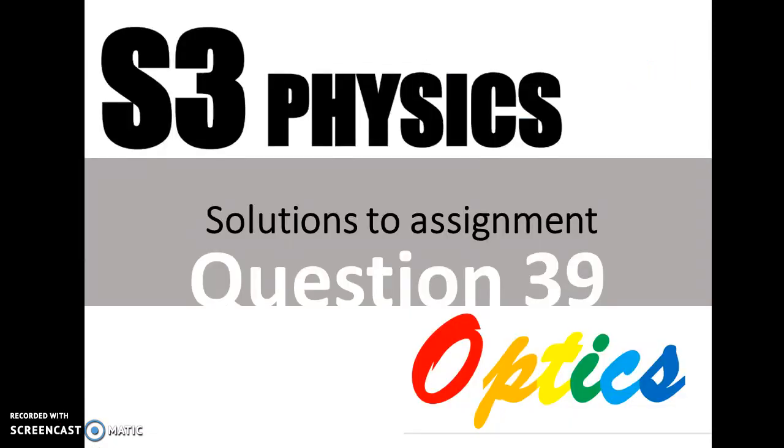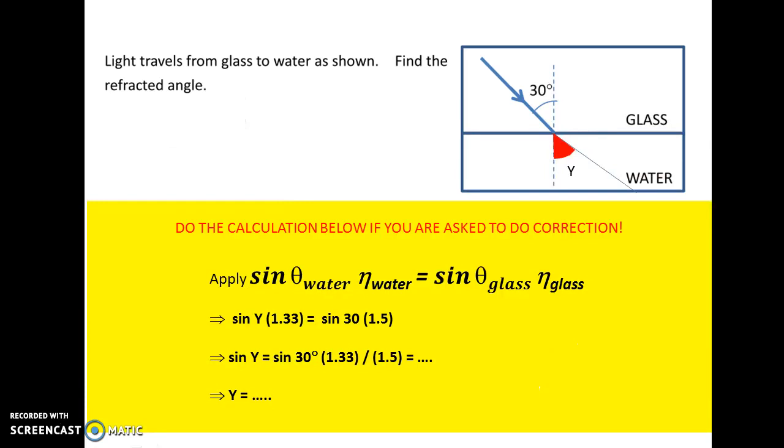Question 39. This is a similar question. And now we have the refractive index of water, eta water, 1.33 multiplied with sine y equals to the refractive index of glass, 1.5 multiplied with the angle here, 30 degrees, right? So sine 30. So use your calculator to find the answer for y in your corrections.